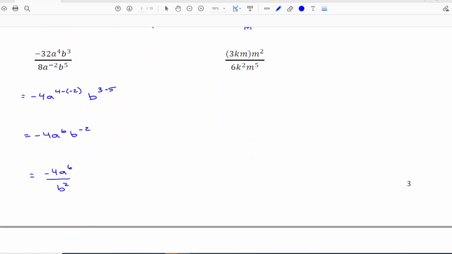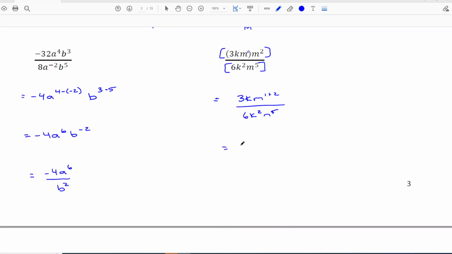This last question here, when I look at this one, I have 3km times m squared in the top, and then I have a 6k squared m to the 5 in the bottom. When you're looking at fractions, it's always a good idea to simplify your numerator and your denominator separately and then make your last step division. Not that you have to, but it's just the general BEDMAS rule. So when I look at this one, in the top, I have 3 times k times m squared. So I'm going to multiply powers of the same base, which is going to make me add the exponents. And then I'm going to leave my denominator the same because it's all simplified.